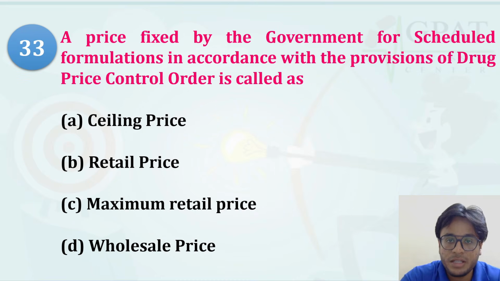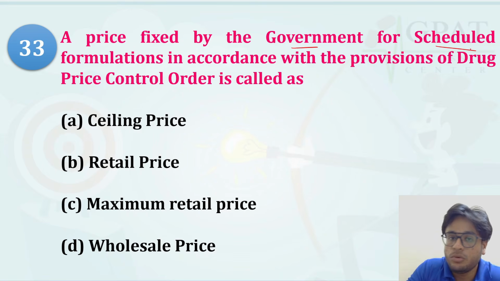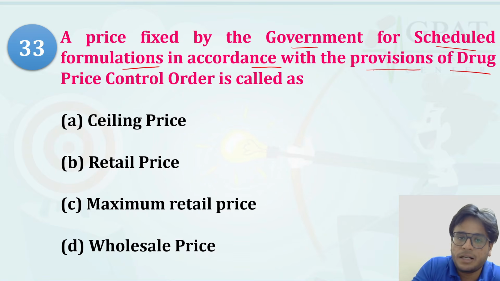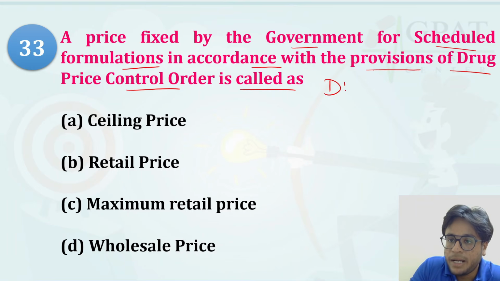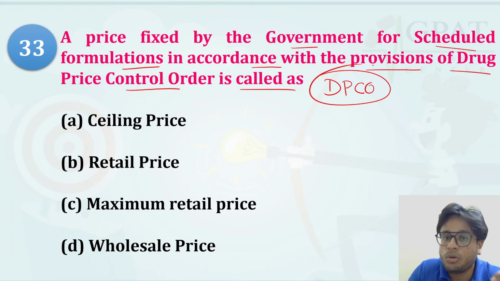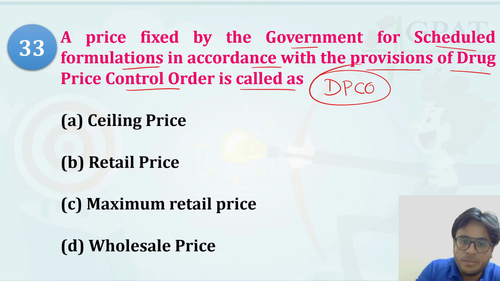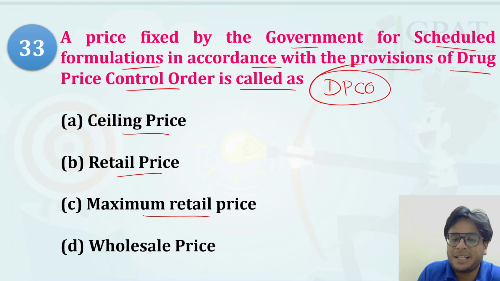Okay. Moving towards our next question: a price fixed by the government on the scheduled formulations in accordance with the provisions of the Drug Price Control Order is known as. As implied by DPCO, that is the Drug Price Control Order. So there is a price fixed by the government for the scheduled formulations that are being utilized by the majority of the population. Option A is ceiling price, option B is retail price, option C is maximum retail price, and option D is wholesale price.